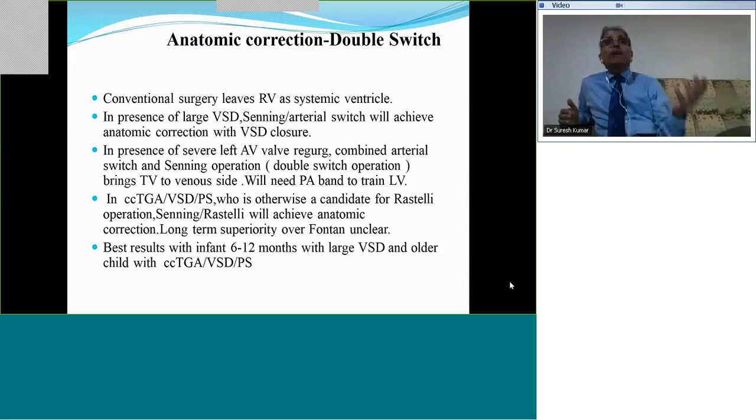You just need to do a double switch, and the child is old enough, plus 6 months, for doing a Senning. And also, if you have a 5 or 10-year-old child with CCTGA, VSD, and PS, where the ventricle is well preserved, you're going to do a physiologic repair otherwise. If you can do an anatomic repair there, that will have a longer, better longevity.